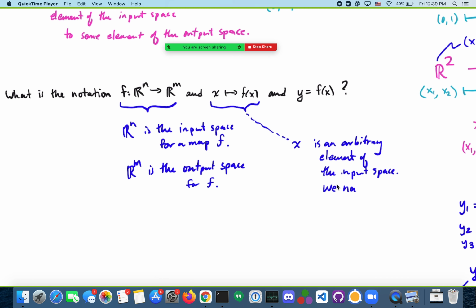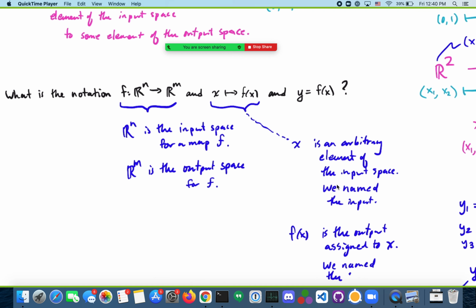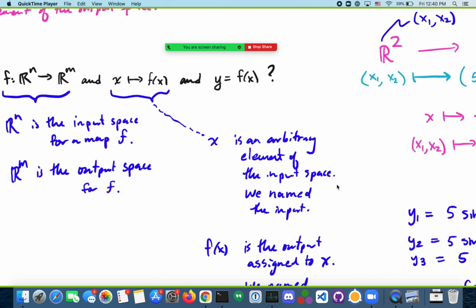We named the input space. And f of x is the output assigned to x. Remember, a map is an assignment. And so f of x is our name. We named the assigned value. Okay? And y equals f of x.